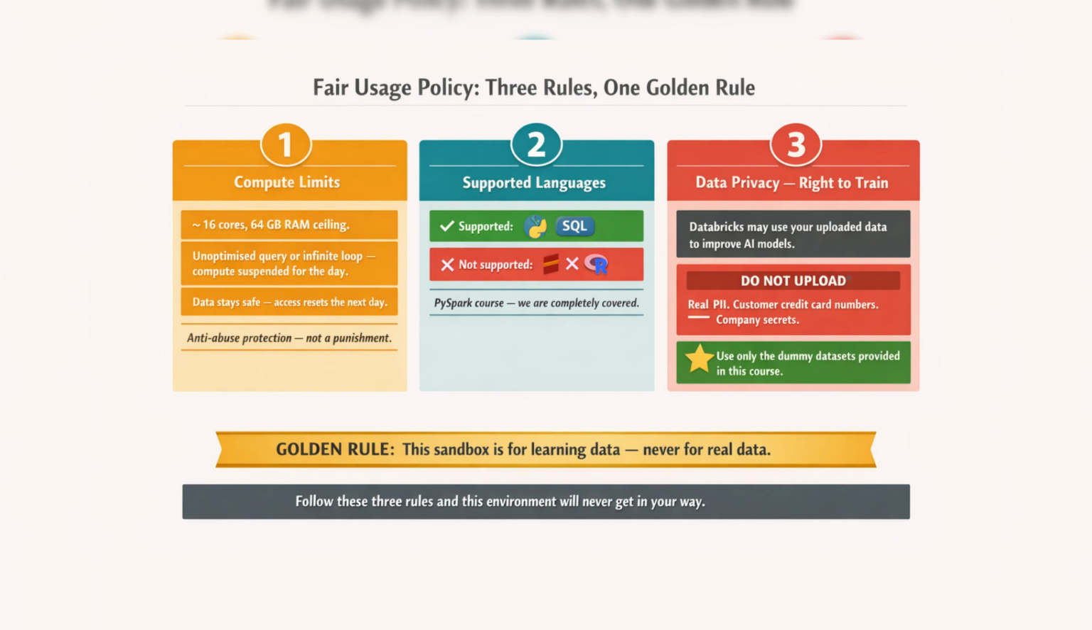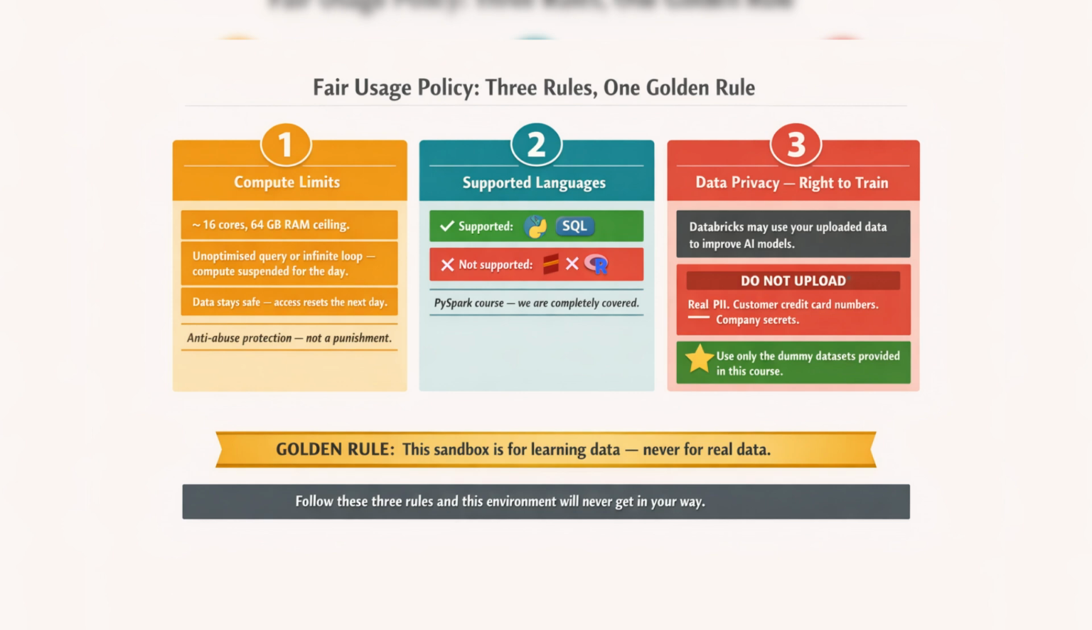Thirdly, data privacy, the right to train. This is the most important rule. In exchange for providing this free environment, Databricks reserves the right to use the data you upload to train and improve their internal AI models. So here's the golden rule. Do not upload sensitive data. Never upload real PII or other personally identifiable information, real customer credit card numbers, or any form of company secrets to this free environment. Always use the dummy datasets provided in this course or strictly public data.